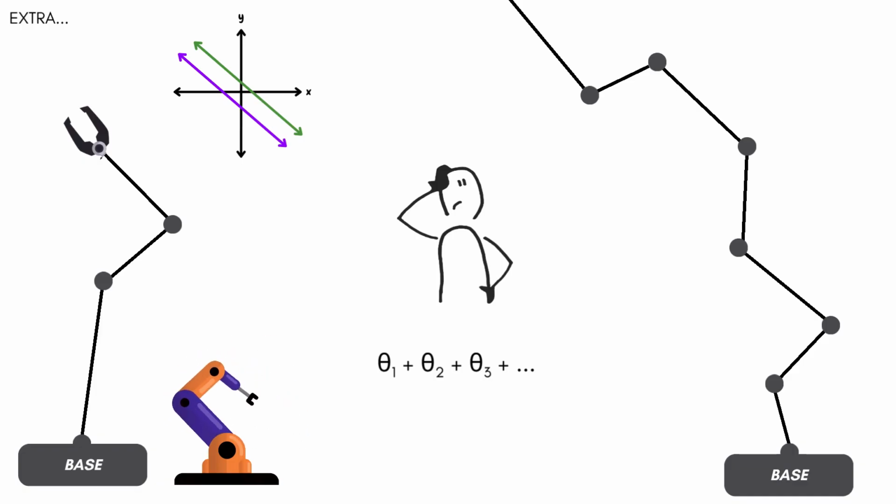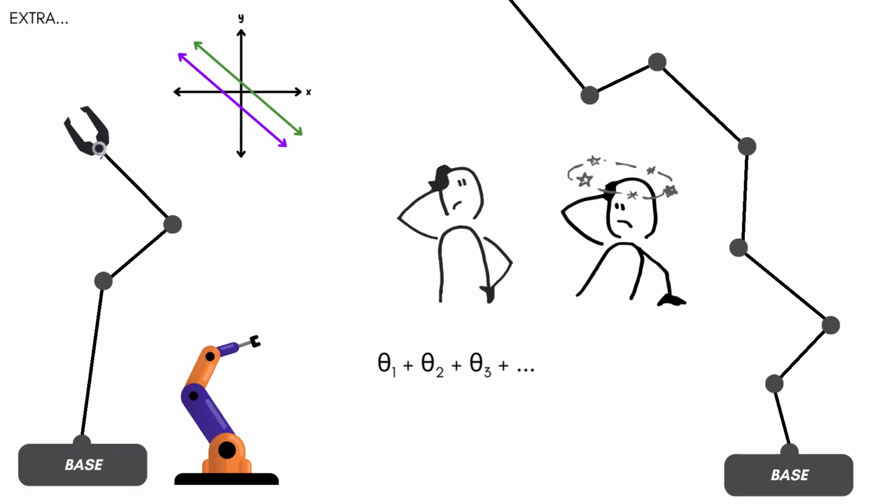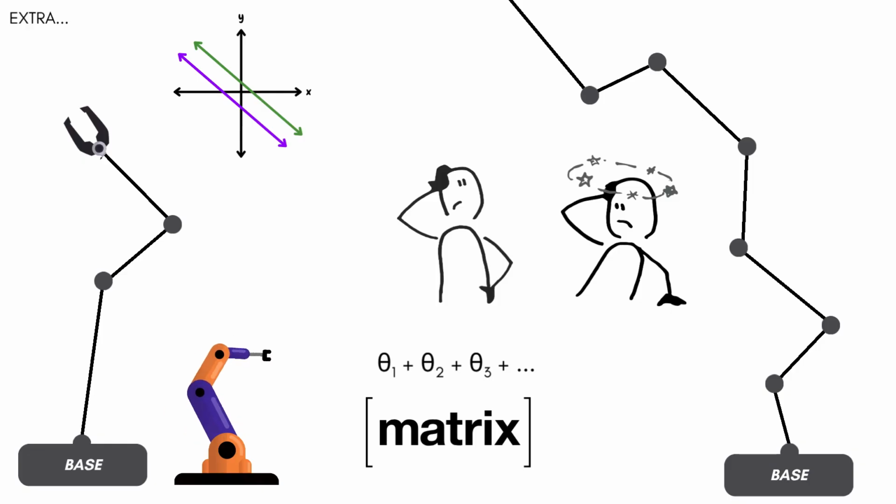Second, manually writing out these equations for 5, 10, or 100 joints would result in massive, unreadable formulas. To solve this, advanced robotics doesn't use basic algebraic lines. Instead, we use matrix mathematics. We assign a special matrix to every single joint that describes its position and rotation relative to the joint before it. To find the end effector of a 100-joint robot, instead of adding 100 angles, we let a computer multiply 100 matrices together in a fraction of a millisecond.